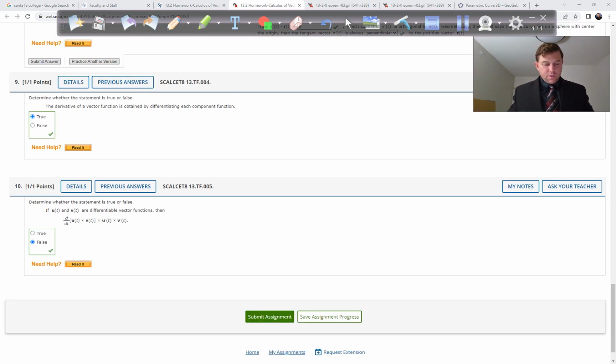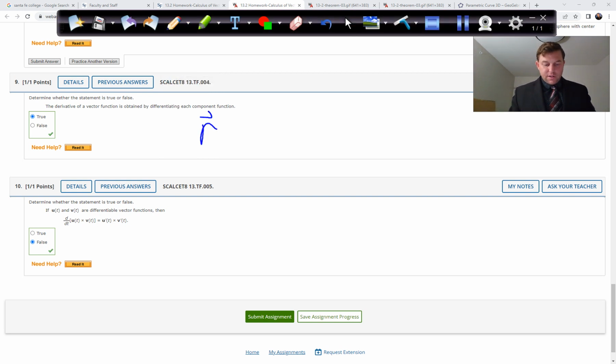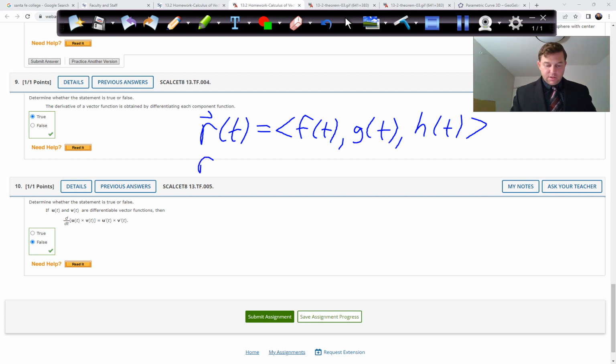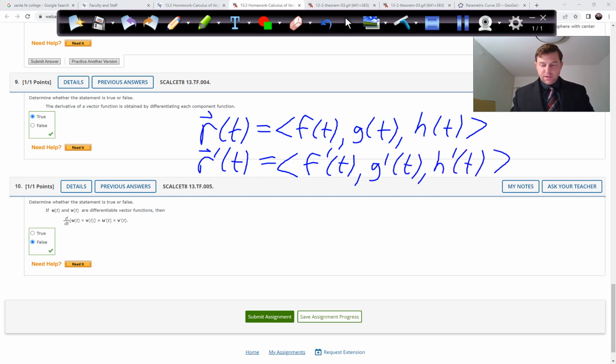Okay, problem 9, determine whether the statement is true or false. The derivative of a vector function is obtained by differentiating each component function. So that's true, and that's what we've been doing since the start. If r(t) equals f(t), g(t), h(t), then the derivative is just f'(t), g'(t), h'(t). So that's how we did all those problems. We took the components and took their derivatives.